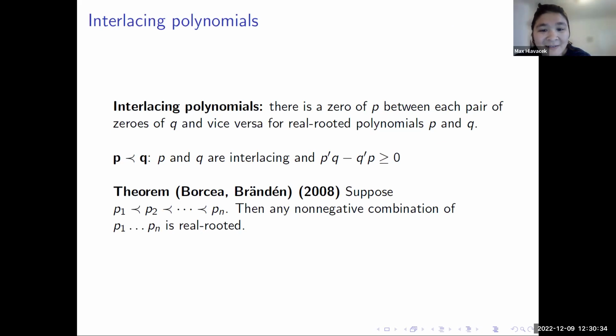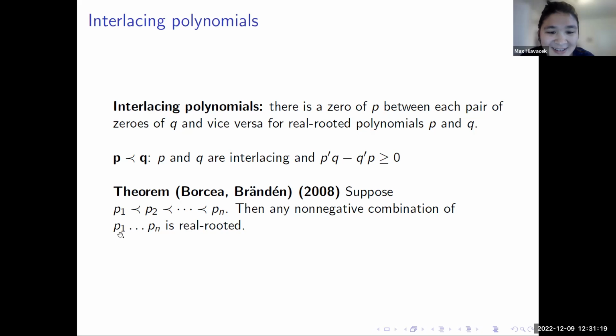Okay, so what does it mean for two polynomials to be interlacing? If we have a polynomial p and a polynomial q, and these are both real-rooted polynomials, they're interlacing if, say these are the zeros of p and these are the zeros of q, they alternate back and forth if you write them out in increasing order. And this notation right here comes from a determinant that you compute to see whether to put p first or q first. So if p and q are interlacing, we can write either p interlacing less than q or q interlacing less than p, and we have this determinant to figure out which one goes first.